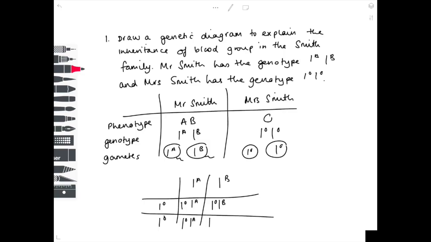And then from the previous slide we know what each of the child's phenotype will be. So IO-IA, that's 50% of the offspring, and they'll have blood group A. And IO-IB is the other 50% of potential offspring, and they'll have blood group B.